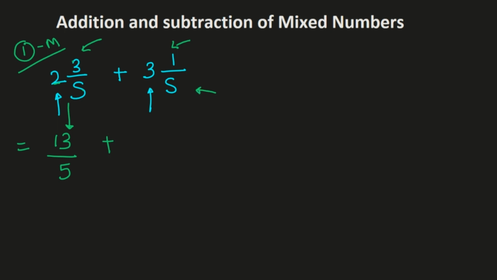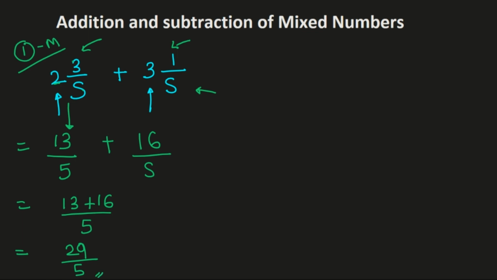3 into 5, it's 15. 15 plus 1, it's 16. So 16 upon 5. Okay, now what happens? Now it's clear. The denominators are same. So the answer's denominator as well, it will be 5 in this case. And you can simply add the numerators. So what will be the answer? 13 plus 16, it's 29 upon 5 is the answer.